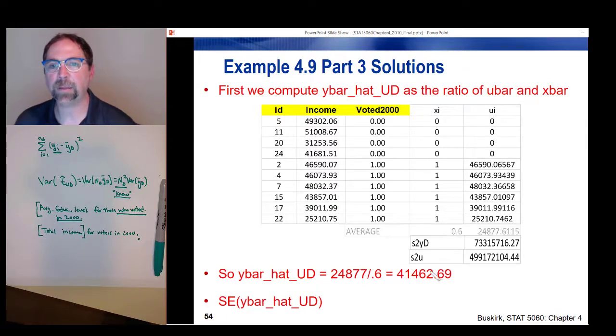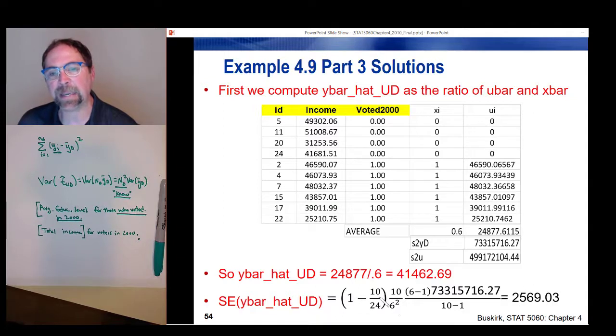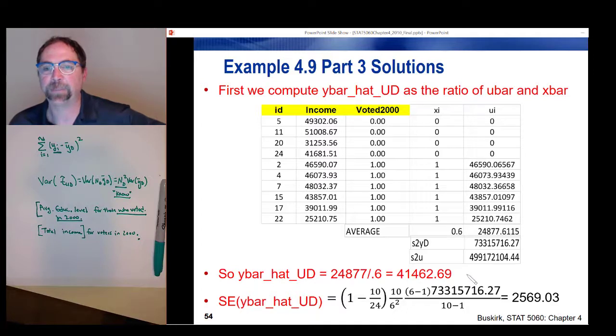Okay, so again, the averages for these: y bar u is 24,000 and change, and x bar u is 0.6. If I take the ratio of those two things, I'm going to get the y bar hat ud in this case. And the standard error is going to be from the equation. I have 10 elements in my sample, 6 of them satisfy the subdomain. I've got s squared yd of this value here. Again, my sample size was 10. The overall standard error was 2569.03, and that's the standard error of y bar hat.